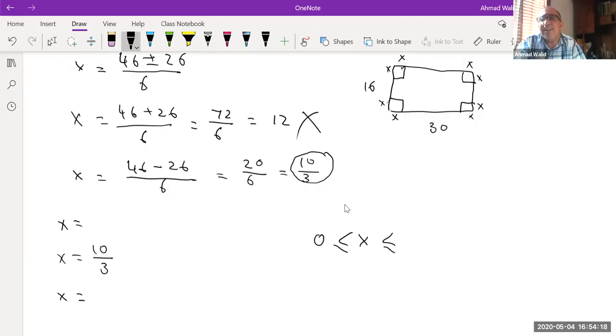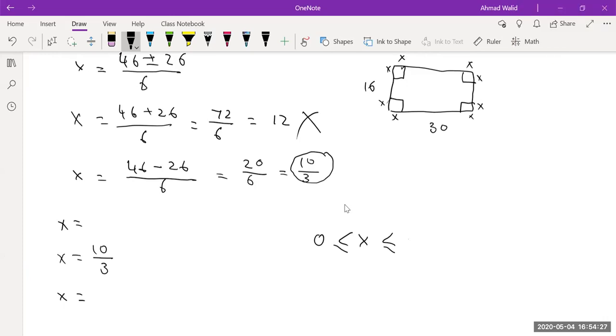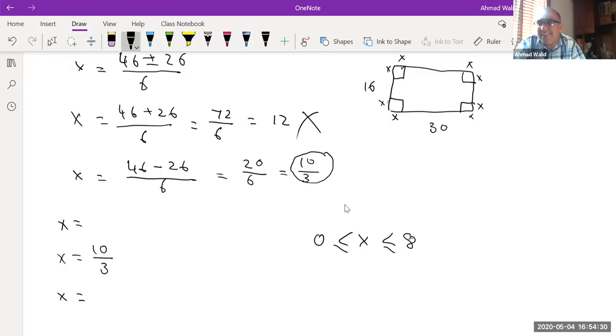How much? How much X can take? If it's 16, what will be the highest? What is half of 16? 8. The highest will be 8.